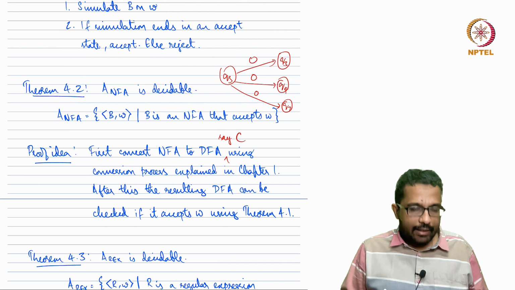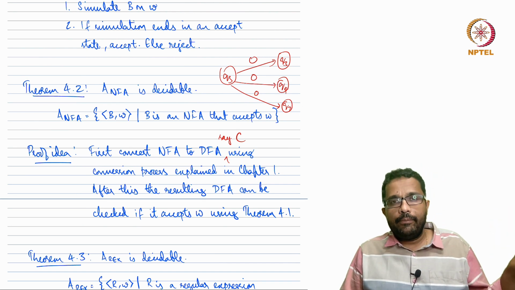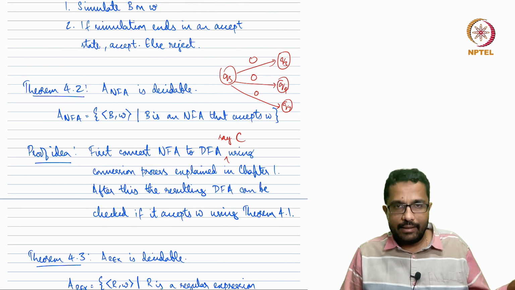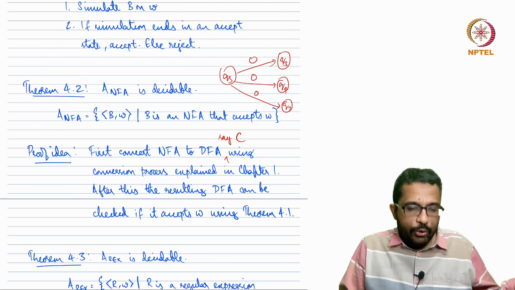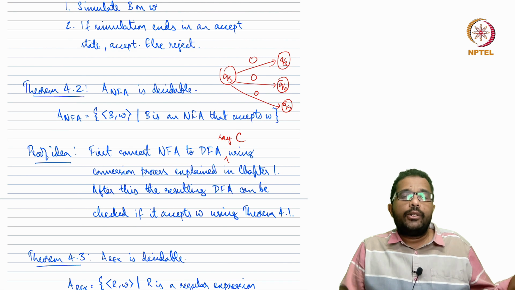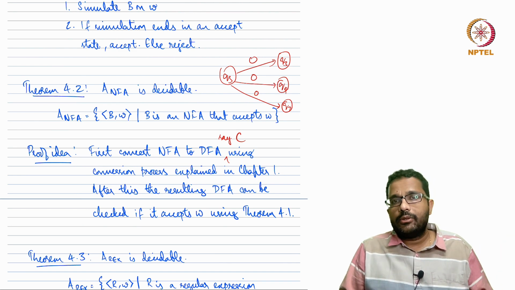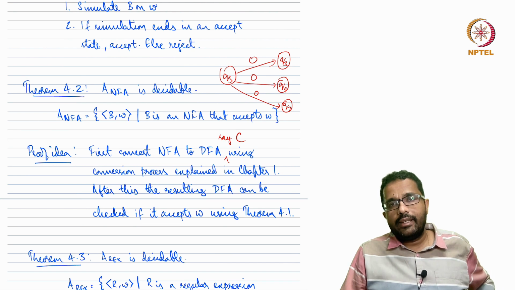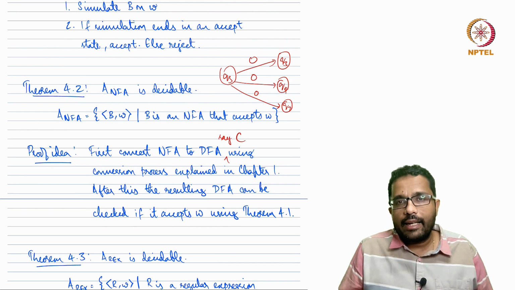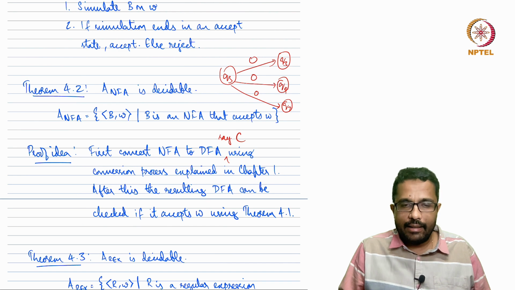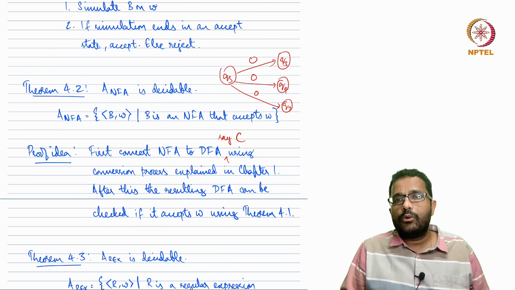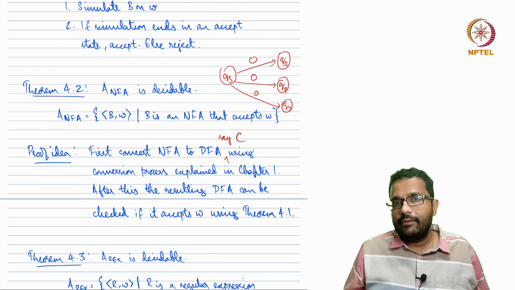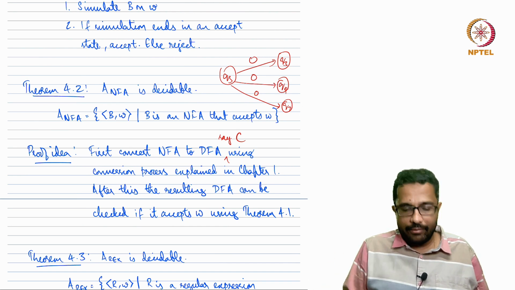So this is also decidable. Given an NFA B and a string W, you first convert the NFA to a DFA C, and then use the process that we already explained to decide whether C accepts W or not, and B accepts W if and only if C accepts W, right? So we check whether C accepts W and then say yes if it accepts W and say no if it does not accept, right? So what we did is we converted A-NFA to A-DFA, right?